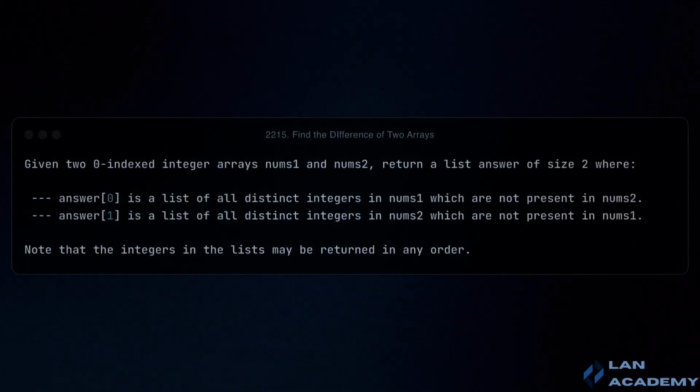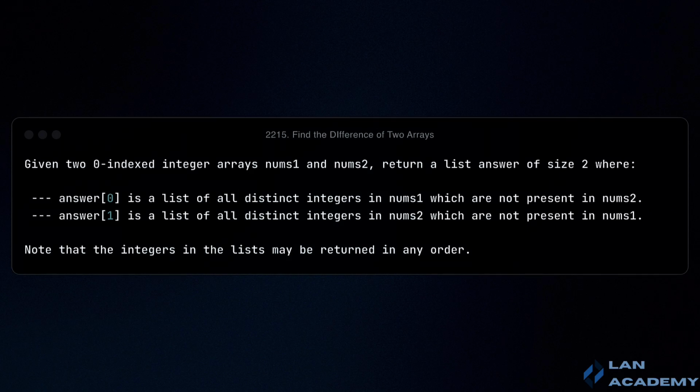In this problem, I received two arrays of numbers stored in nums1 and nums2, and I have to return another array consisting of only two elements. The first element should contain all the elements in nums1 that aren't in nums2, and the second should contain all the elements in nums2 that aren't in nums1. This answer array will be named answer.